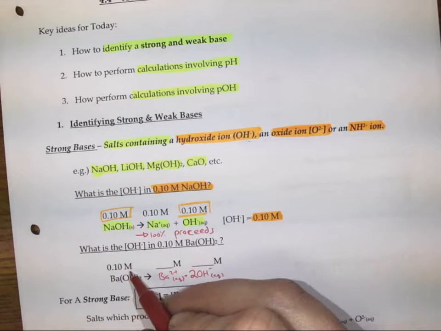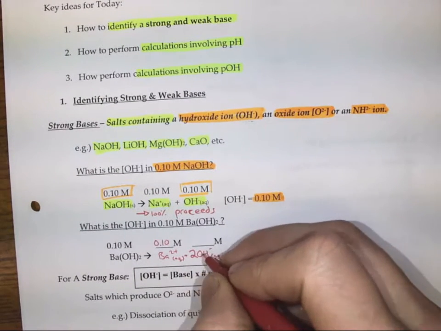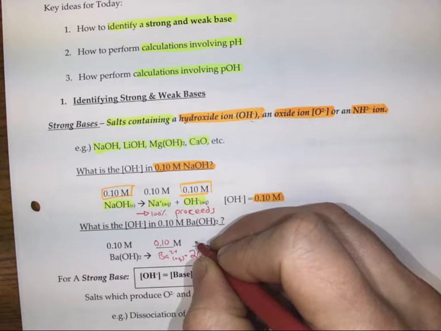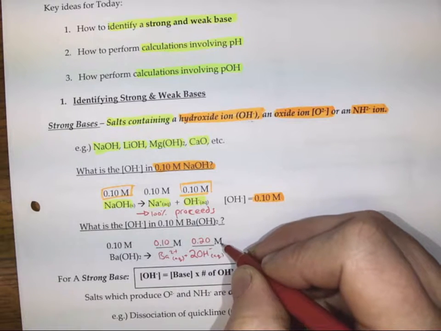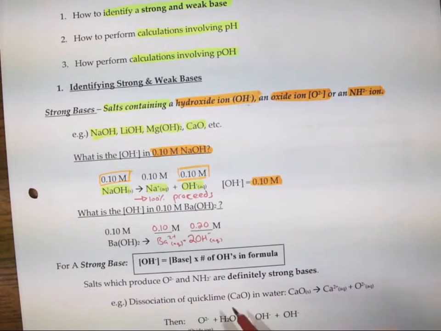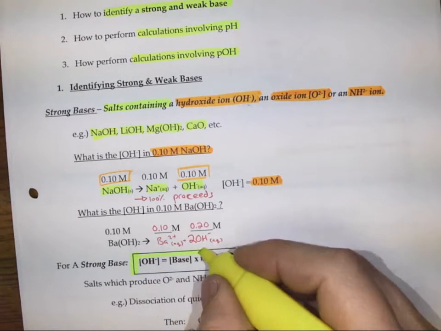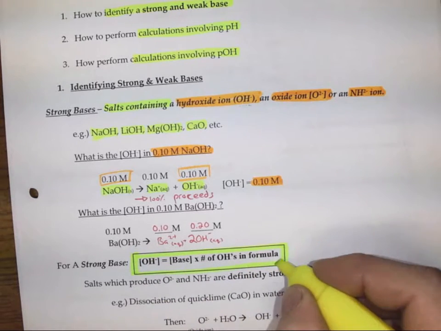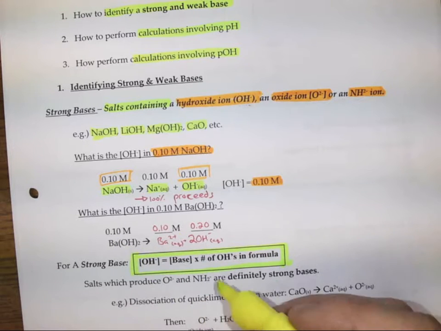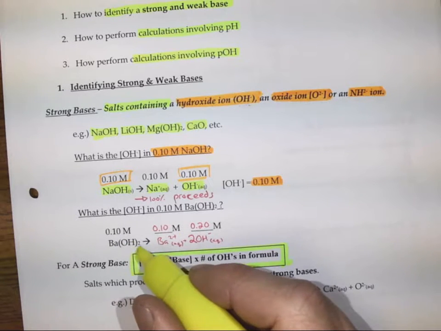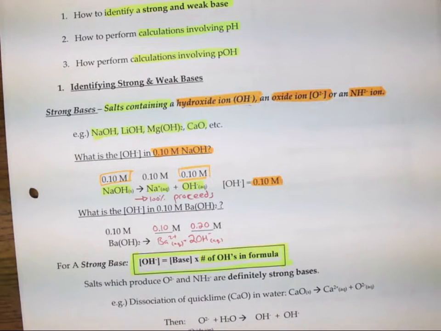So if you had 1.0 molar barium hydroxide, we'd actually have twice the number of hydroxide ions that we would barium ions. So 2.0 molar hydroxide. And so then we have this principle that for strong bases, the concentration of hydroxide is equal to the concentration of your base, or salt, times the number of hydroxides in the formula. In this case, there's two hydroxides in the formula. And I imagine you could think about a situation where there might be three.